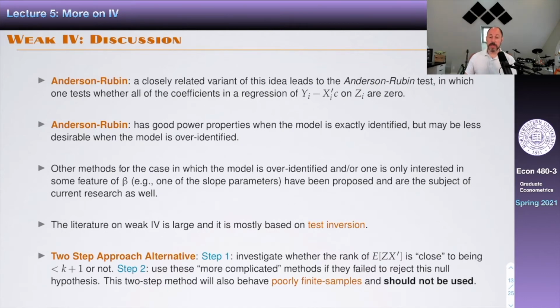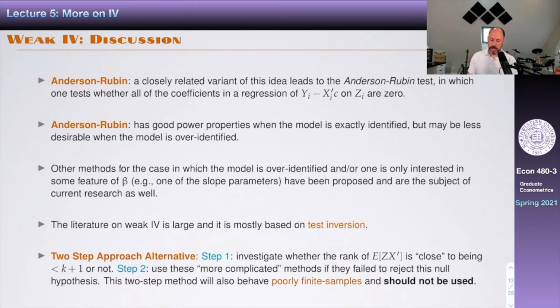So an alternative way would be to do a two-step approach, in which in the first step you test whether the rank of this matrix is close to being deficient or full rank. And then in the second stage, you proceed in the following way. If you have evidence that your instrument is strong, just go and do two-stage least squares with an asymptotic normal approximation. You're good to go. If you have evidence that the instrument is weak, then you go and use one of these more sophisticated methods, Anderson-Rubin, or any of the methods that I'm saying exist, but I'm not describing.